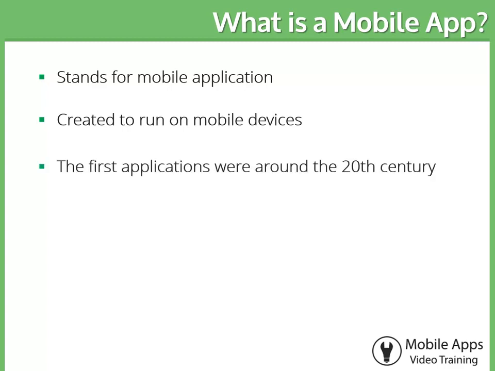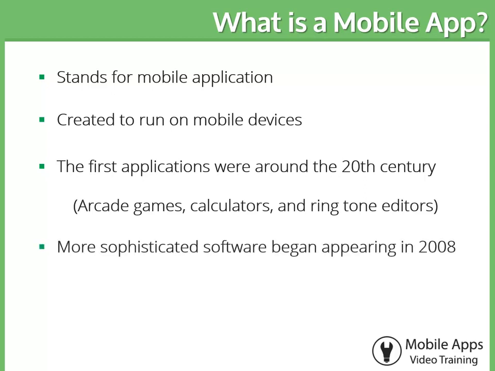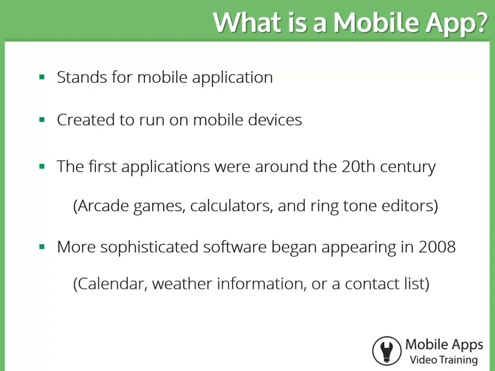The first mobile applications were around as early as the end of the 20th century. Most of them consisted of arcade games, calculators, and ringtone editors. More sophisticated software began appearing on devices in 2008, although most of them were created for general convenience and included things like a calendar, weather information, or a contact list.